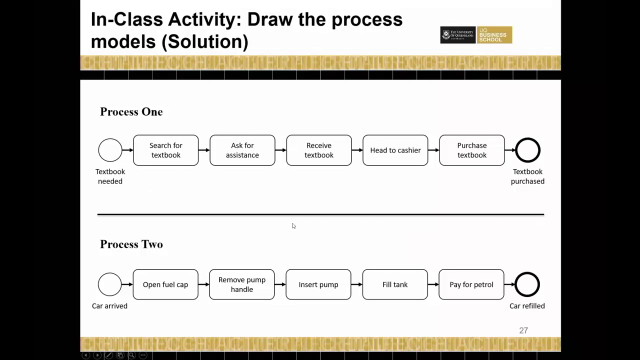Here it's not the case, but always keep in mind, theoretically we model, not just for the sake of it, to represent the business process in an automated system. And then the second process about filling up a car, you start with car arrived and then you end with car refilled. These are all straight business processes where all activities happen sequentially.